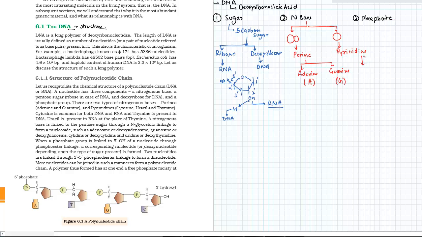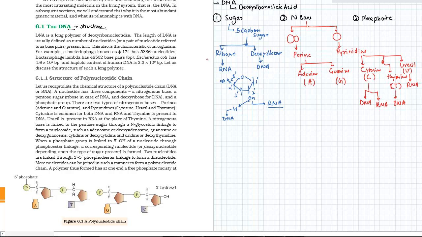Pyrimidines can be divided into 3: cytosine, denoted as C, thymine, denoted as T, and uracil, denoted as U. Cytosine is present in both DNA as well as RNA. Thymine is only present in DNA, and uracil is only present in RNA. This is the basic general classification of DNA at the chemical level. We are not going into the structure yet. So this is what they are composed of.